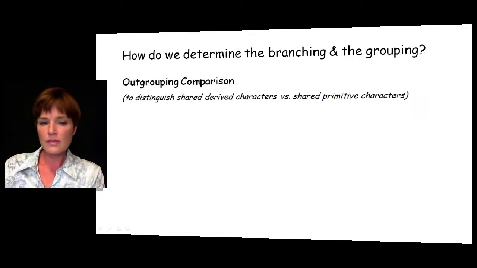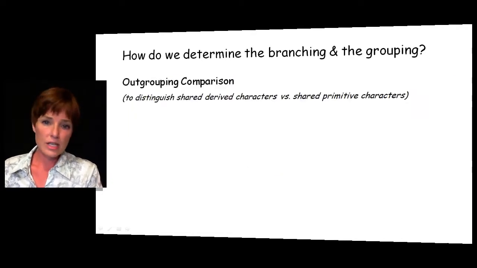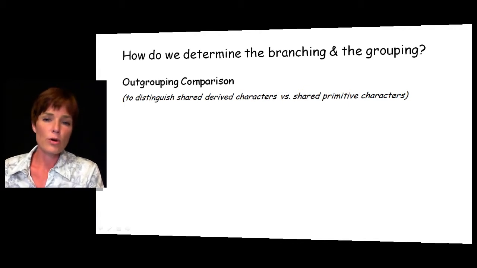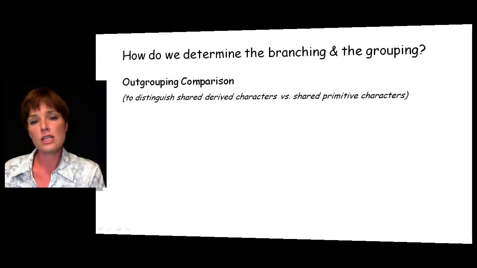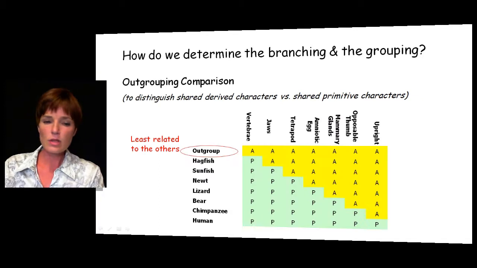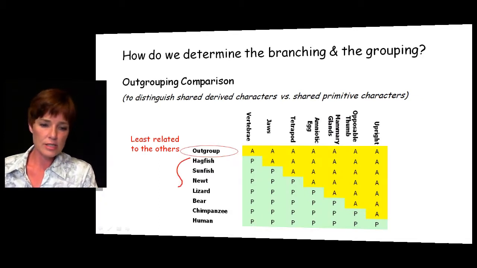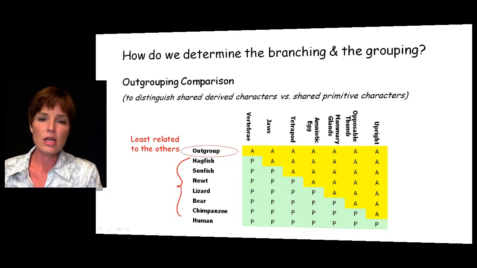If we look at how all of this fits together, one of the easiest or most common ways that this branching and grouping is determined is using outgroup comparison. With outgroup comparison, we're starting to distinguish between those primitive characters versus the derived characters. So what we would do in this case is we would have a number of organisms that we want to determine their relationship with each other. So these are ones that we are assuming all belong to the same clade.